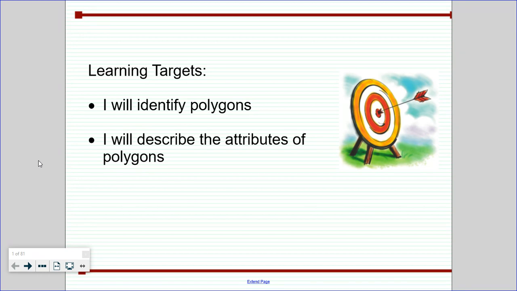So when we were learning about animals at the beginning of the year, we talked about the characteristics of the different vertebrate groups, and we described them. This is kind of the same thing. We're going to describe attributes of different groups of polygons.